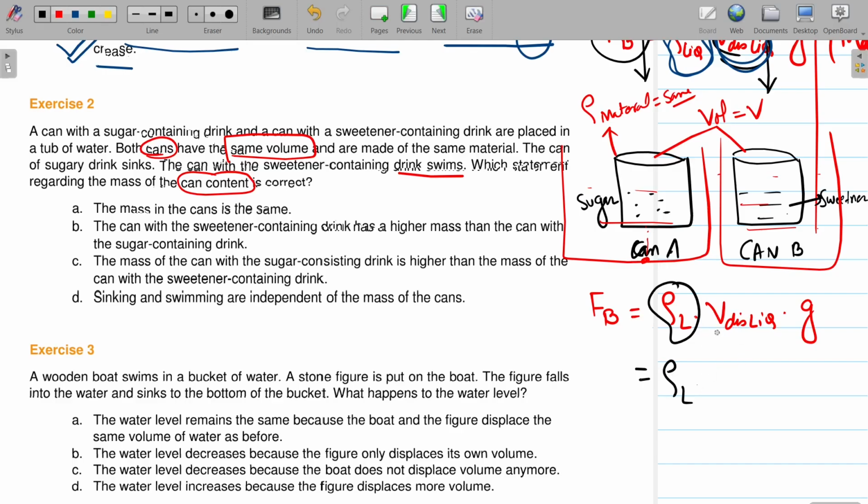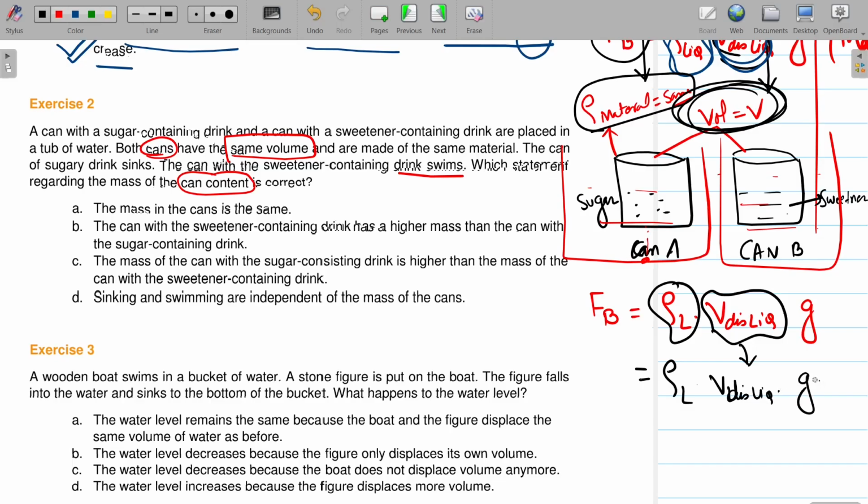Volume of displaced liquid, what is it? It will also be the same because both the cans have the same volume V. Let us suppose both the cans have a volume of 100 ml. So the volume of displaced liquid will also be the same, and the g. So it means both have the same buoyant force. We can represent this FB on both the cans. But one can is swimming and another can sinks.